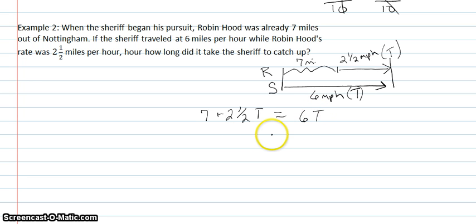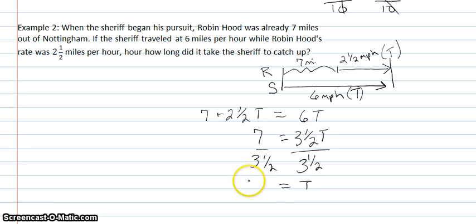Okay, then I'll get my times together. It'll be 3.5t equals 7, and I'll divide both sides by 3.5. So the time is 2 hours. So it took the sheriff 2 hours to catch up with Robin Hood.